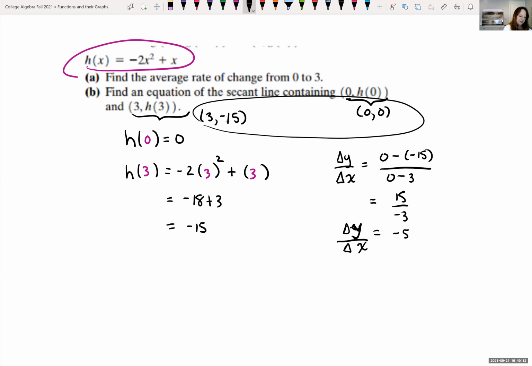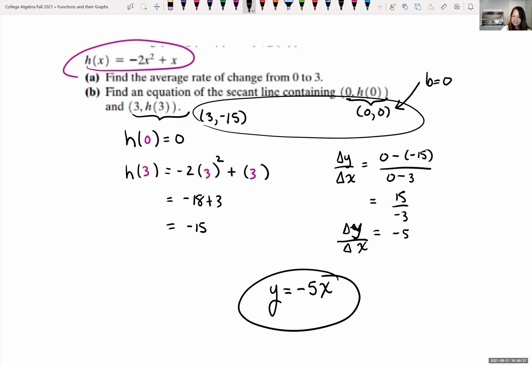And now it wants us to find the equation of the secant line joining those 2 points. And so we have a point, 0, 0. That tells me that my y-intercept has to be 0, right? So on my equation of my secant line, y equals my slope, negative 5 times x plus b, which is 0. So my equation of my secant line is y equals negative 5x.